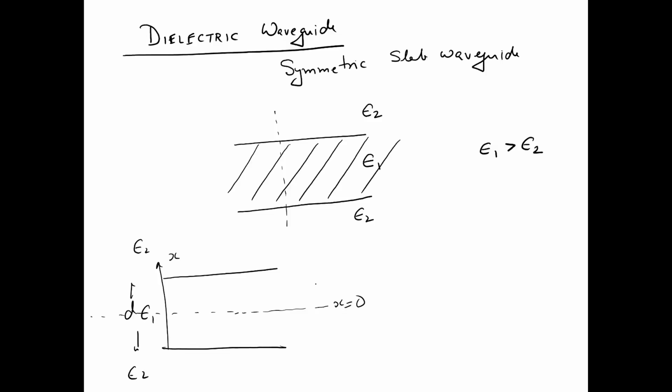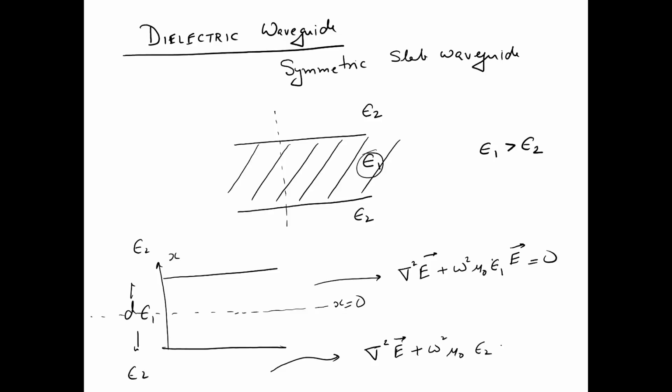The Helmholtz wave equation is still true, but the Helmholtz wave equation here is going to be del square E plus omega square mu naught epsilon 1 E equals 0. It's the epsilon 1 term which is going to be here. And the Helmholtz wave equation on the outside is going to be del square E plus omega square mu naught epsilon 2 E equals 0.